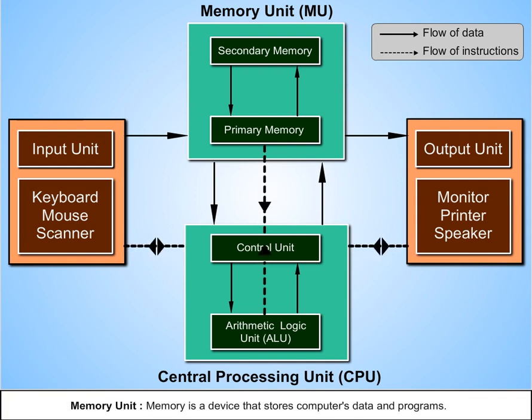Memory Unit. Memory is a device that stores computer's data and programs. The two types of memory are primary memory, that is internal, and secondary memory, that is external. Input Unit. This unit is used to give data to the computer by the user.